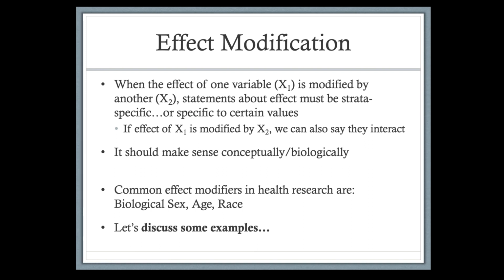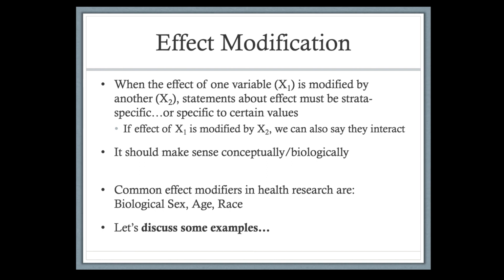Effect modification essentially is where we want to say what effect some variable x1 has on some outcome y. And there's this other variable x2, the effect modifier, that modifies or changes that effect. The effect that x1 has on the outcome y changes depending on the values of x2. I know that this is a little bit generic right now. In a moment, we're going to look at a few examples to try and discuss exactly what this would mean. The effect modifier should make sense conceptually or biologically.